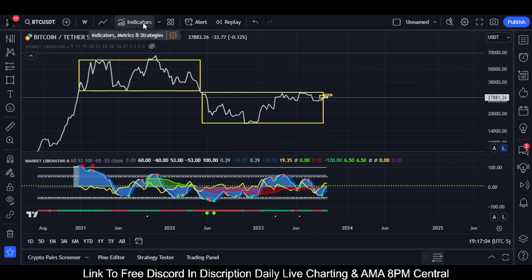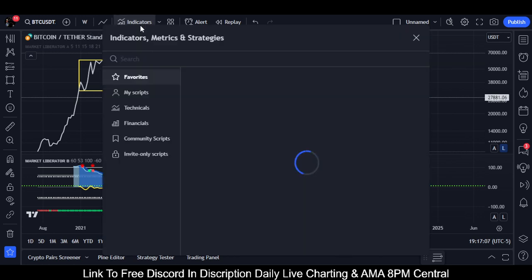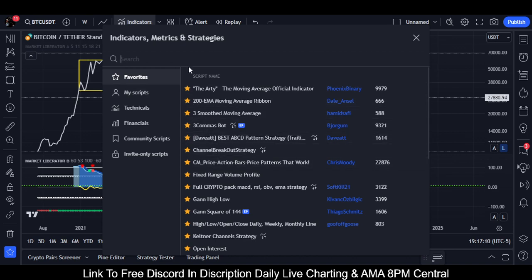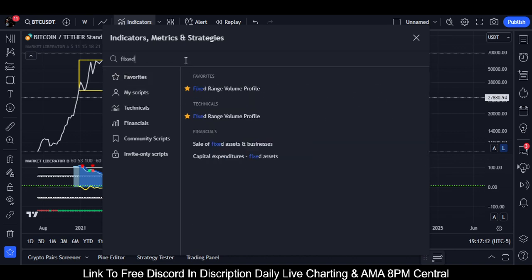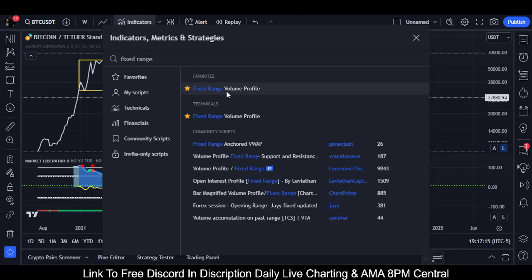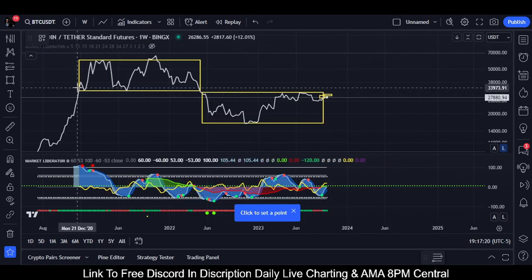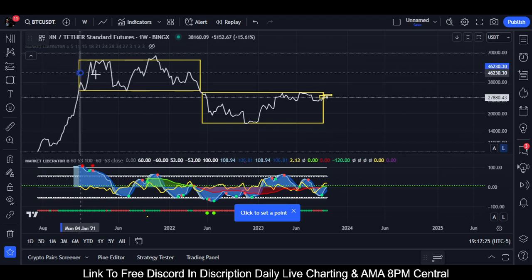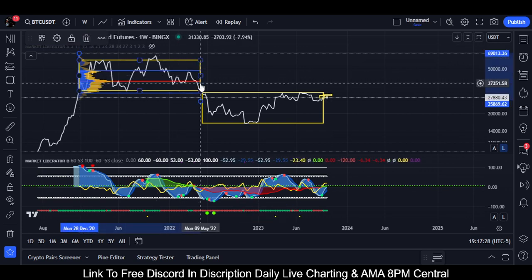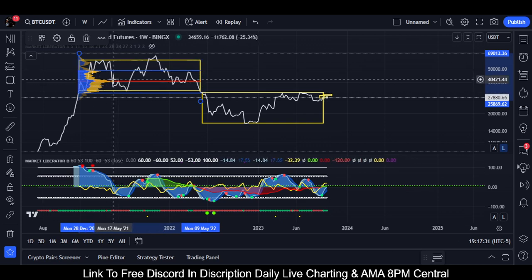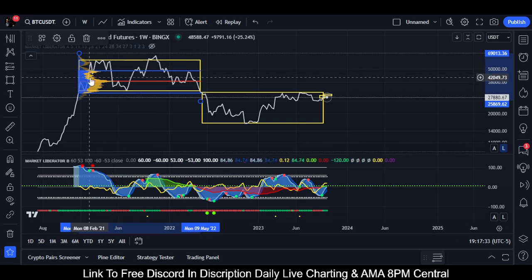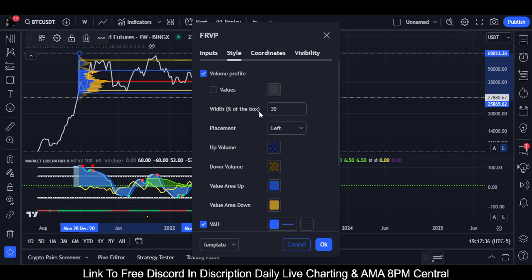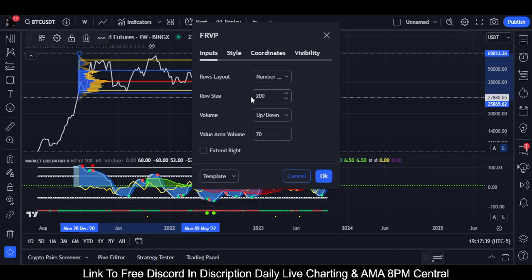is come up to indicators, and we're going to grab our fixed range volume profile tool. Just type it in there, fixed range. What this allows us to do is it gives us the volume profile of a very specific range. Rather than all visible, which is going to give us the whole thing, we just want to know what were the significant values in this range. I've modified this ever so slightly by changing the inputs to row size of 200. That gives us much more data here.